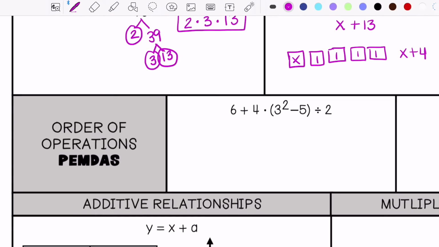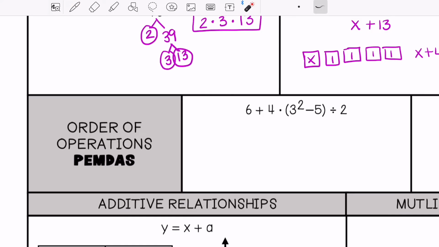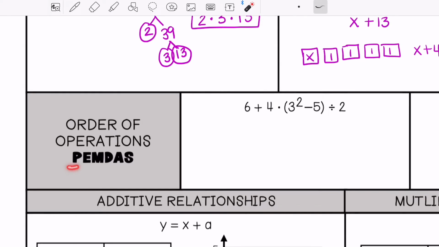All right, talking about order of operations, we use this tool to help us figure out how to simplify the expressions to its smallest form. Parentheses, we solve the parentheses first, then the exponent, multiplication or division, whichever one comes first from left to right, and then same concept for addition and subtraction, whichever one comes first left to right.